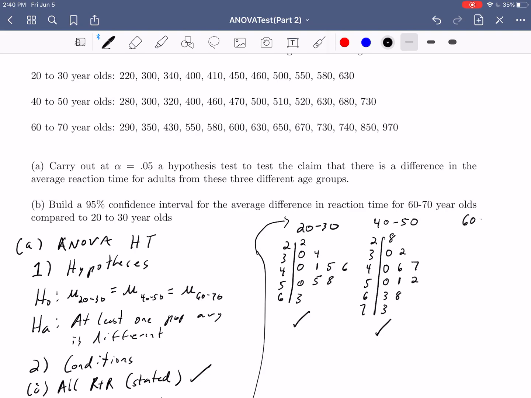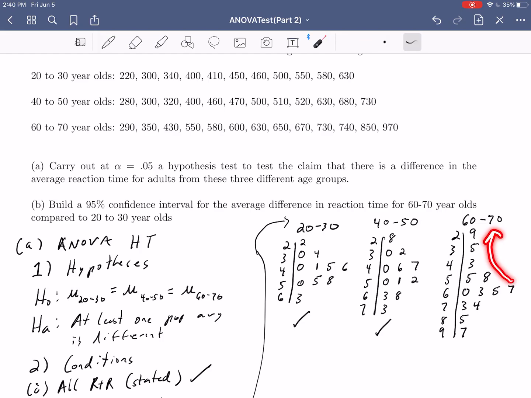And then finally, for the 60 to 70-year-olds, it looks like their stems should go from 2 to 9. So 2, 3, 4, 5, 6, 7, 8, 9. And it looks like we've got 290, 350, 430, 550, 580, 600, 630, 650, 670, 730, 740, 850, and 970. And again, maybe this one has a little bit more of a tail off to the left, but again, reasonably normal, no strong skew. It's not all piled up with a long tail off to the left. So this looks pretty reasonable.